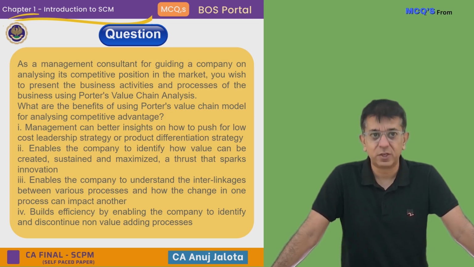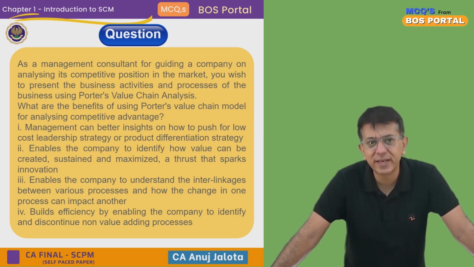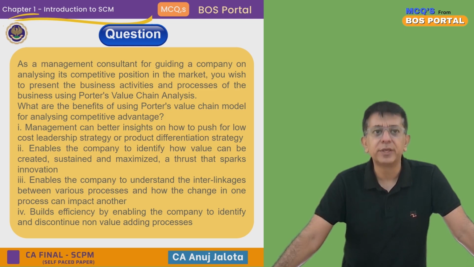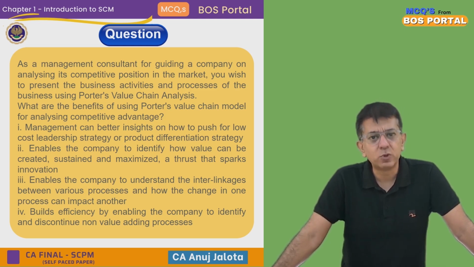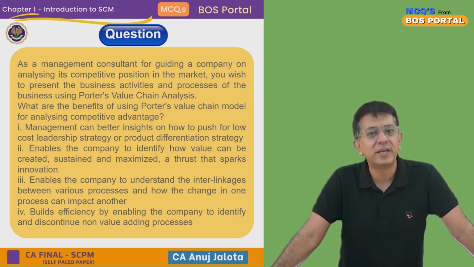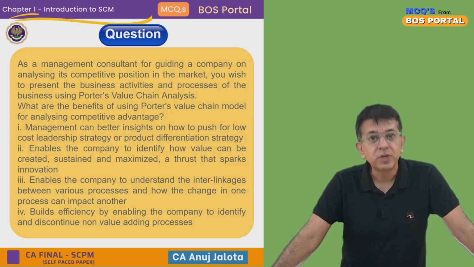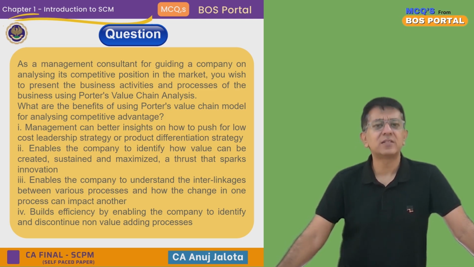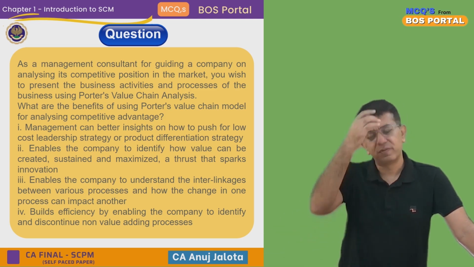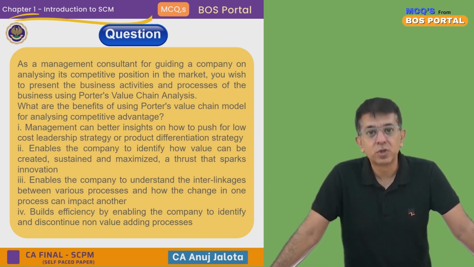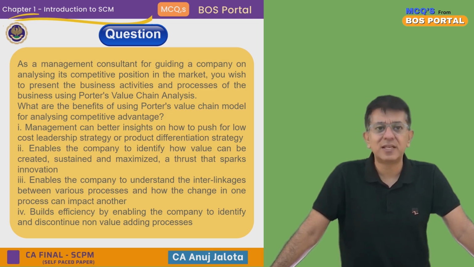So you have to say advantages. Management can get better insights into how to push for low cost leadership or product differentiation. I'll go one by one. Porter's value chain basically tells you that a company is nothing but a group of activities that it does. There are some activities that add value, and some do not. We classify them as value-added and non-value-added. And further, there is a bifurcation on what activities you do, so you have your primary activities and secondary activities.